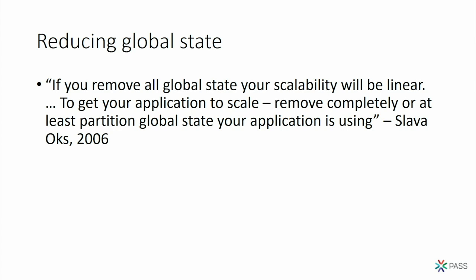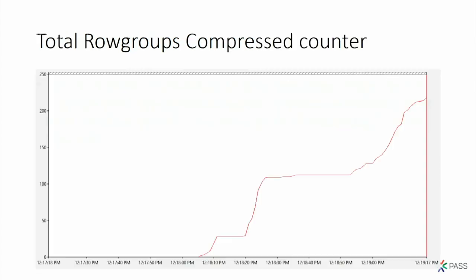So what could that mean for us? I'm going to add a perfmon counter here, the total row groups compressed perfmon counter. And this screenshot starts at the beginning of the workload. So we can see for a long time, about a minute, we don't compress any row groups. Then there's a large spike here.